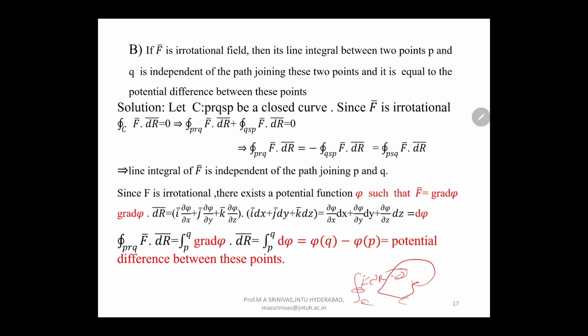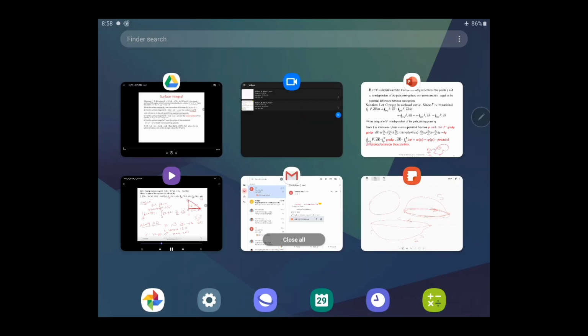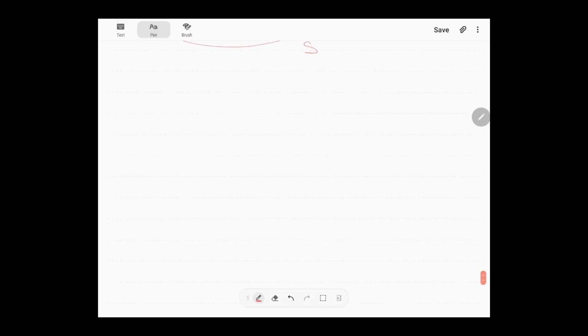If I don't take the closed curve, suppose I take this curve, and the starting point is say P, the end point is Q, and f bar is irrotational, if from P to Q I find the integral of f bar dot dr bar, definitely you don't get 0 because it is not closed.